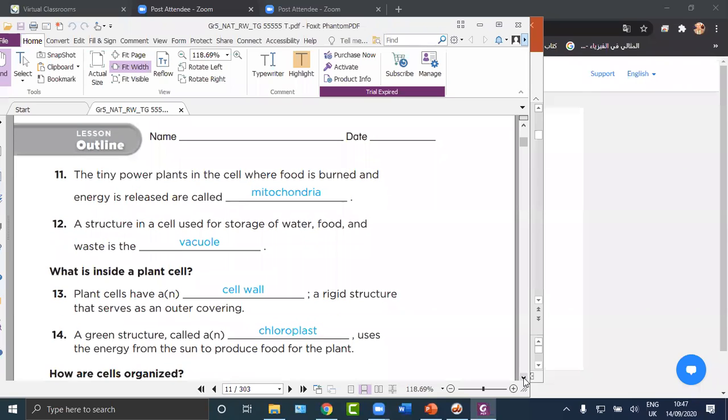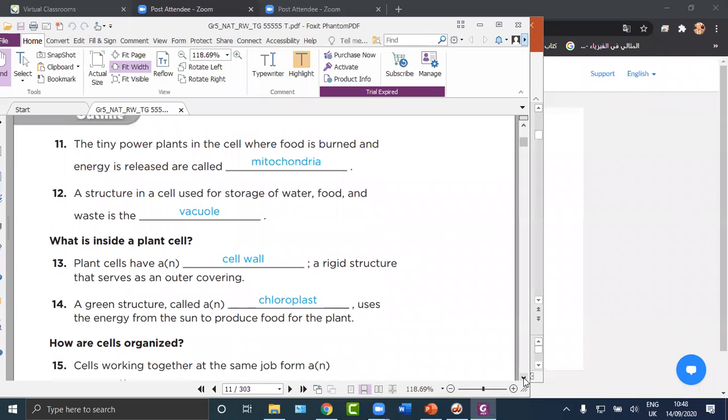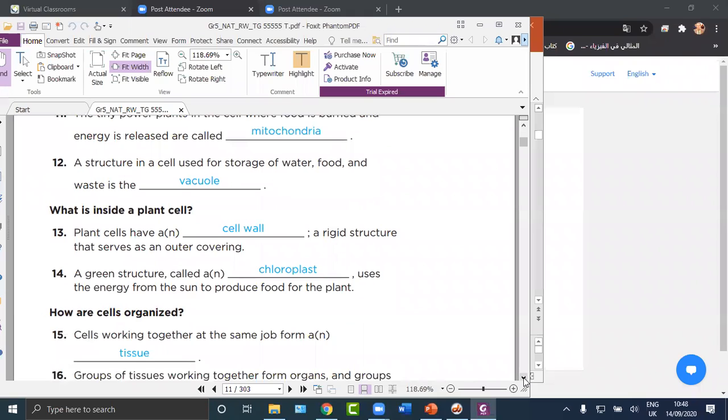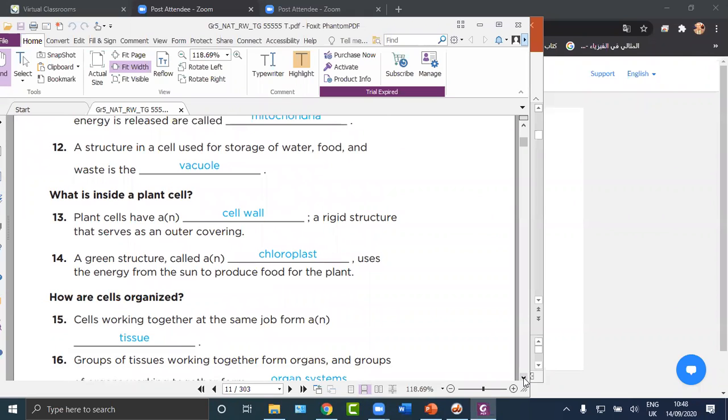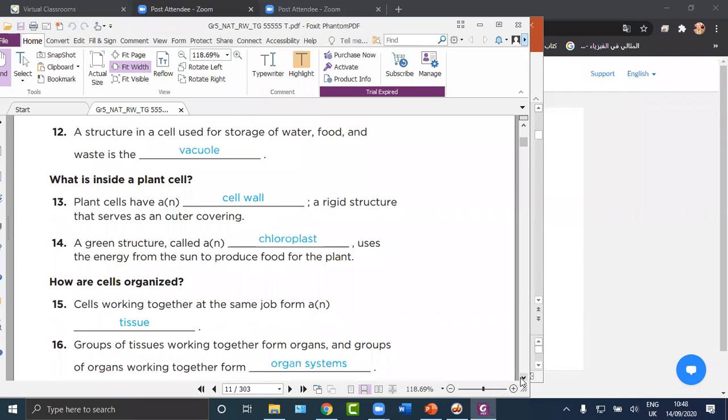Mister, can I answer number 15? Yes. Number 15: cells working together at the same job form a tissue. Excellent. Number 16: groups of tissues working together form organs. A group of organs working together forms an organ system. Excellent. Your class is so excellent, all students.